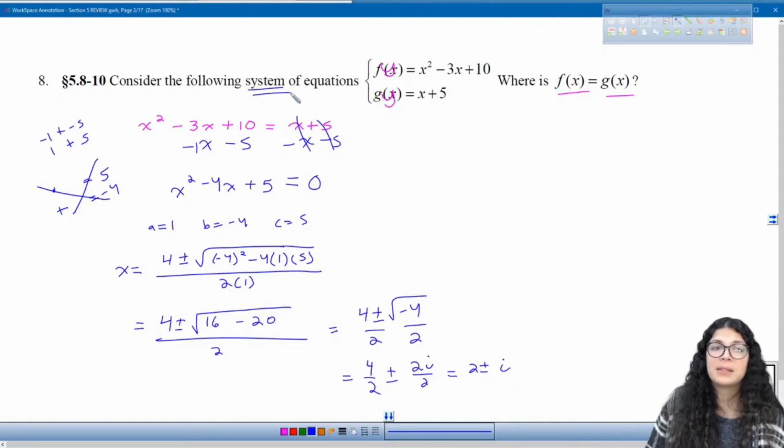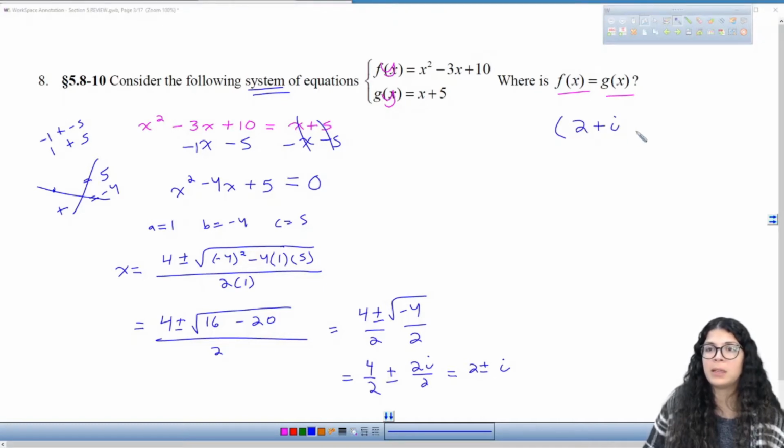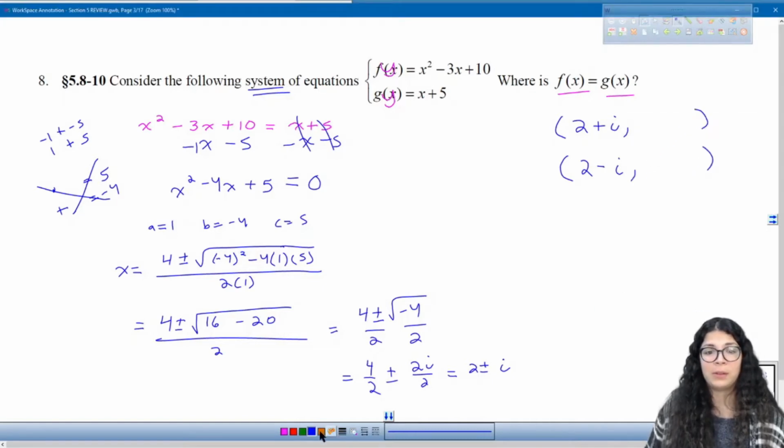Now remember, this is a system, right? So I have ordered pair solutions. 2 plus i is one x value. 2 minus i is the second x value. So I need to now figure out what is the y value that matches with that. To figure out the y value, all I have to do is plug in the x value into one of these two equations. One of them is clearly much easier, right? The linear is way, way easier. So let's go ahead and plug it into there.